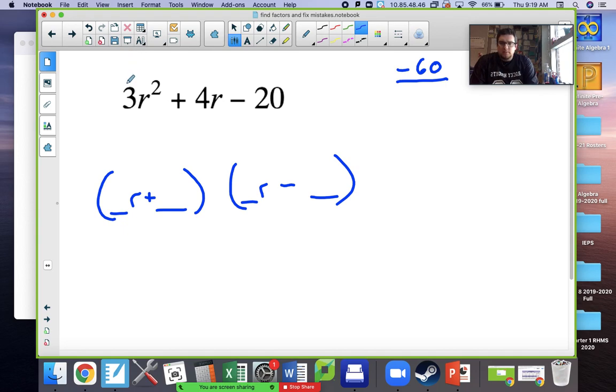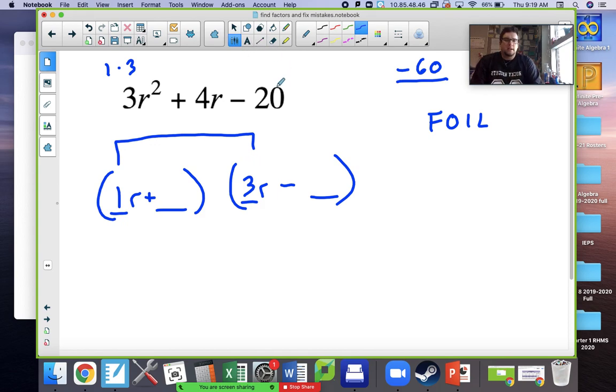Looking at 3, the only way to get this first term, if we think about FOIL, is you take this times that. Well, the only way to get 3 is to multiply 1 times 3. So we know that our binomials are at least like this. The 3 could be over here, the 1 could be over there.